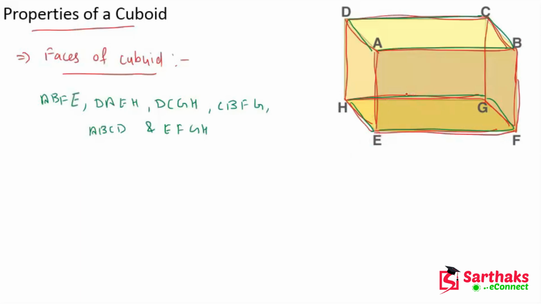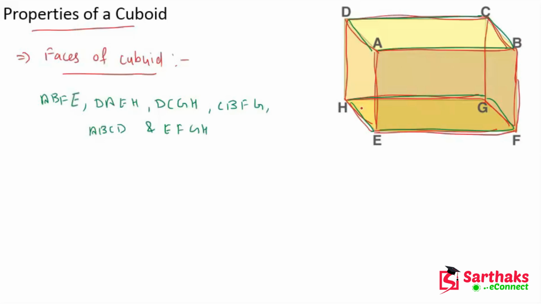Now the other 4 sides are ABFE, BCGF, CGHD and AEHD. These are the opposite faces to each other. ABFE is opposite to CGHD, and AEHD is opposite to CBGH. We can say that these are like the walls of the room.